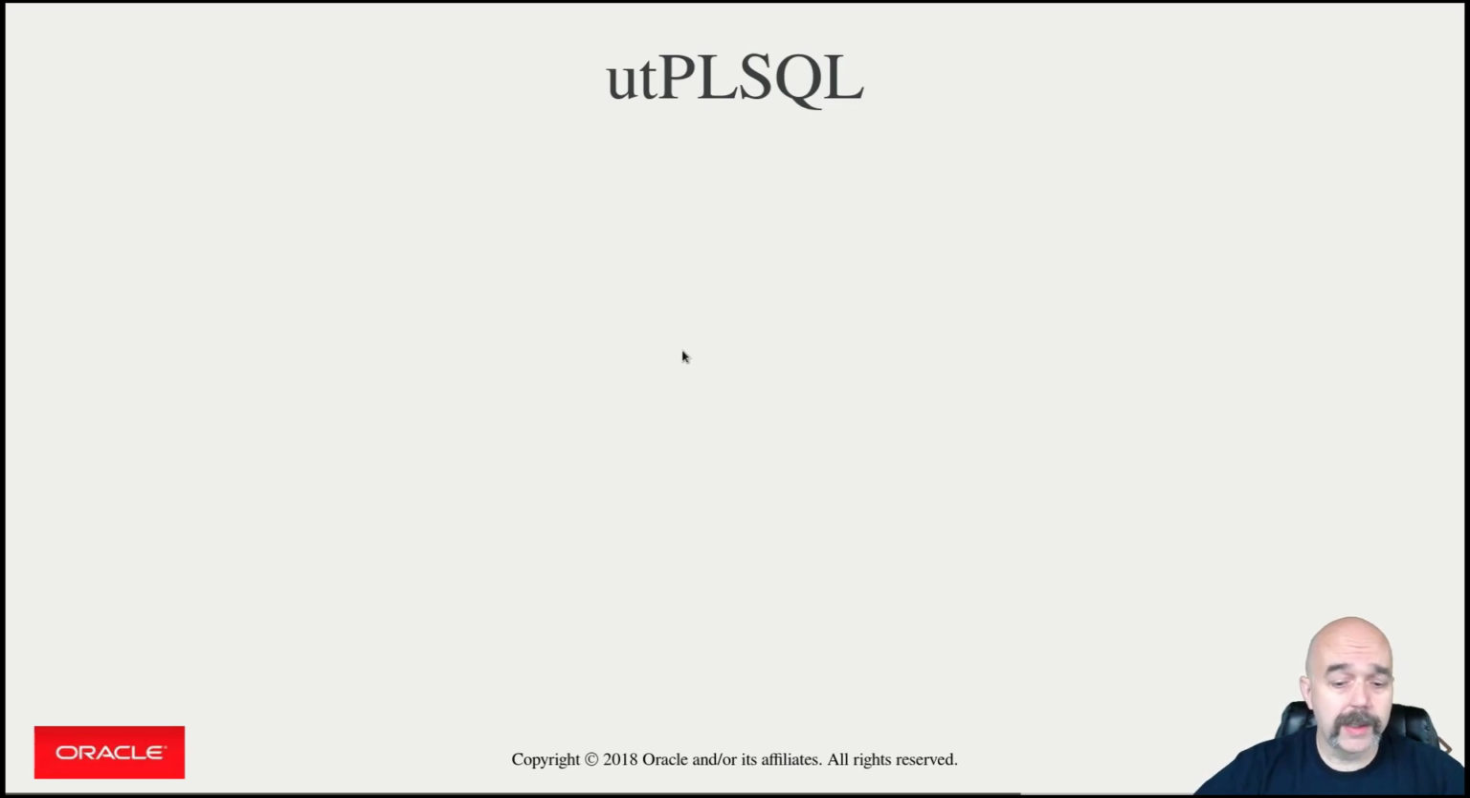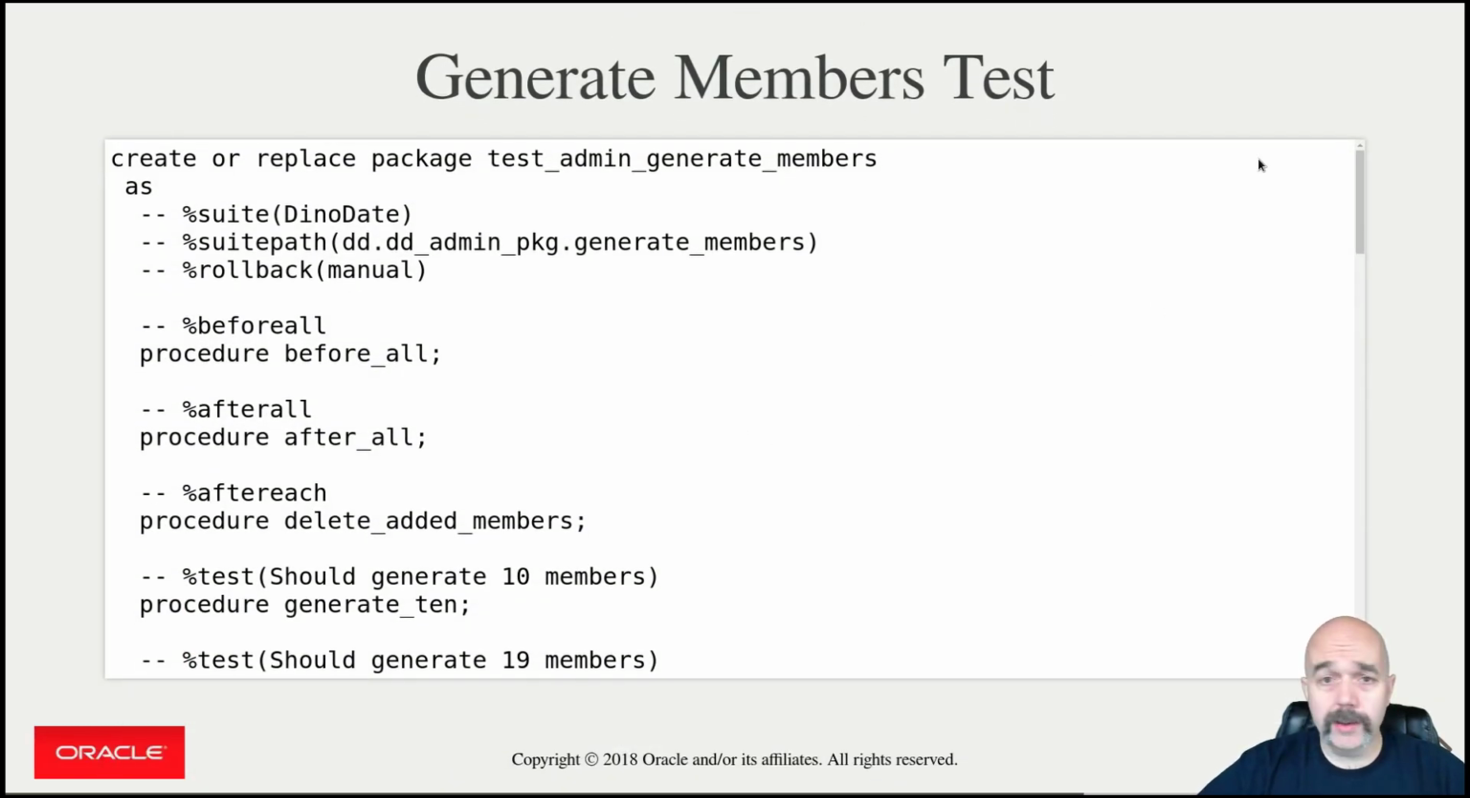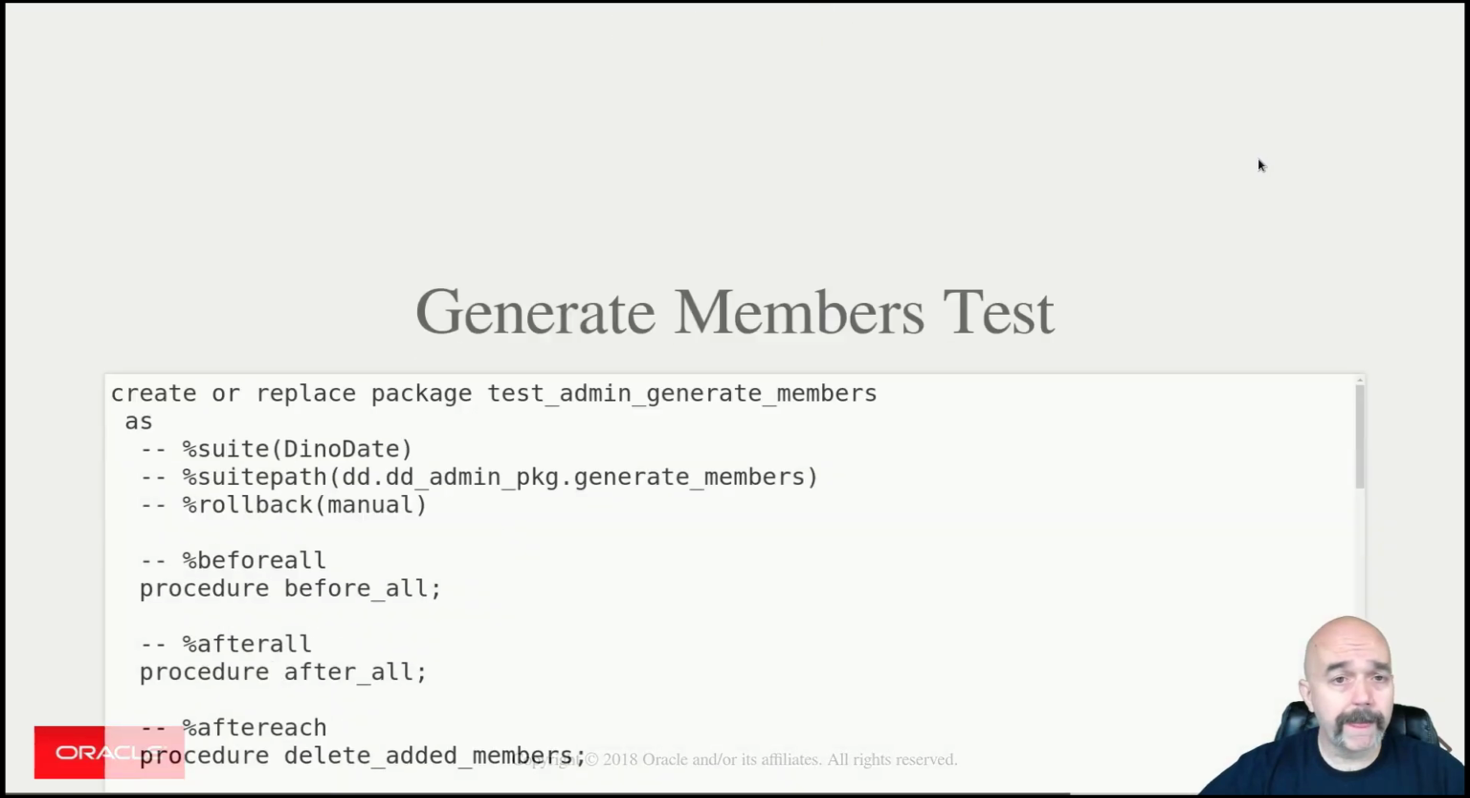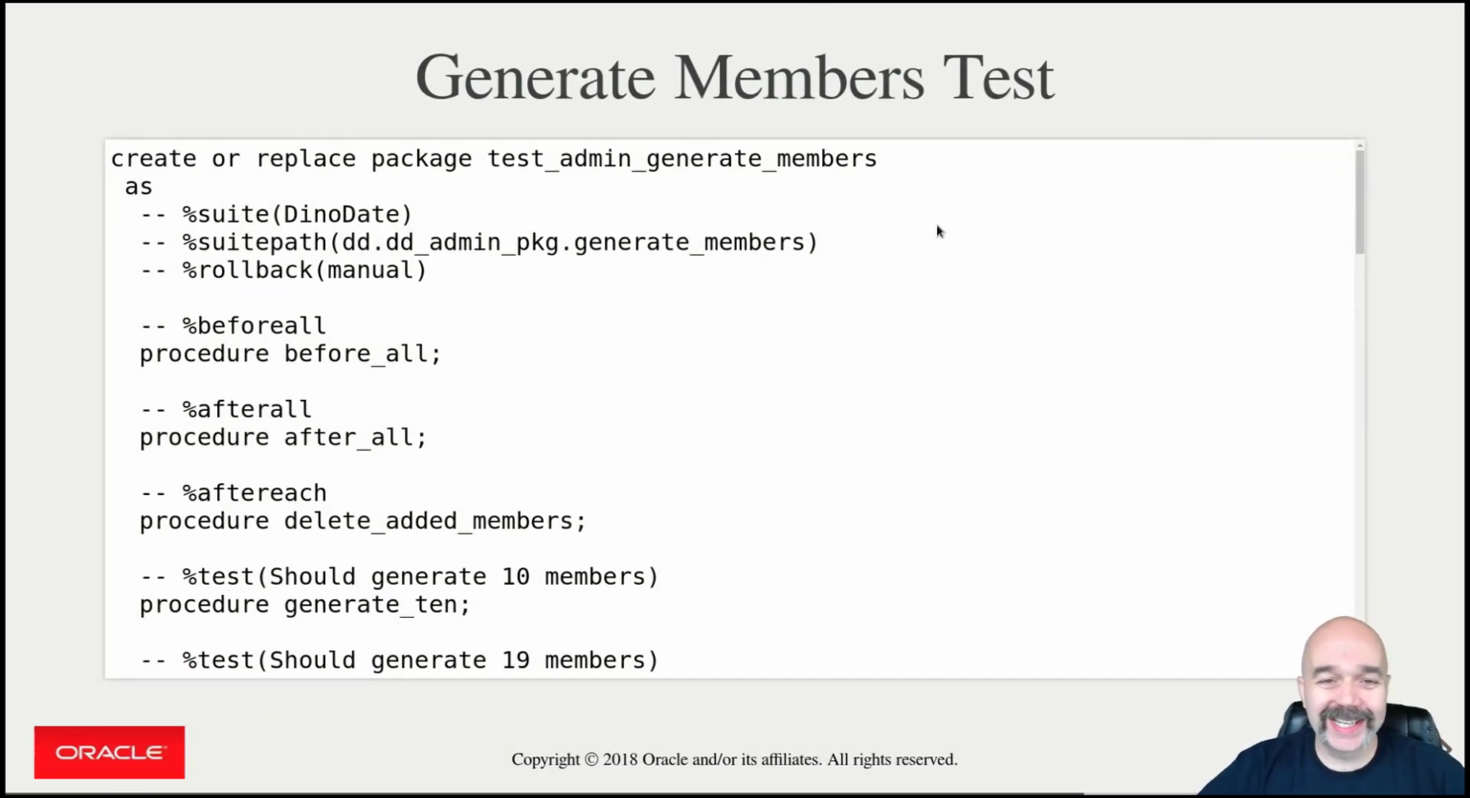The UT PL SQL group is very responsive. They have a Slack channel, and they respond on GitHub. Great group of people. So the way that it works is for each unit, and so a unit would be, say, a function inside of a package. You're not going to consider the package as a unit, but just the function inside of the package. And so the way that UTPL SQL works is you'll write a package of tests just for that unit, for that one function. And in this case, my function is called generate members.